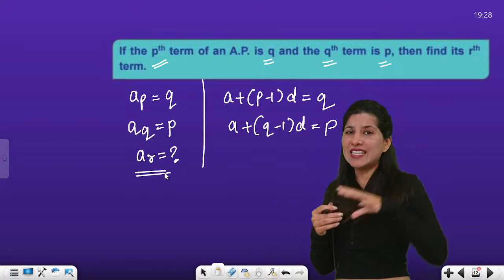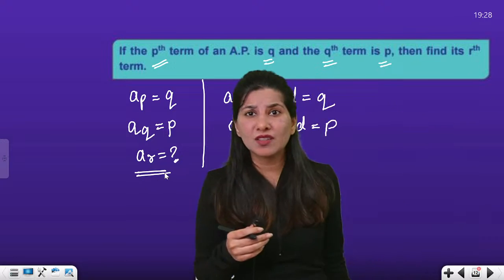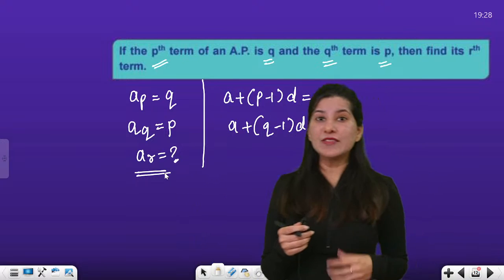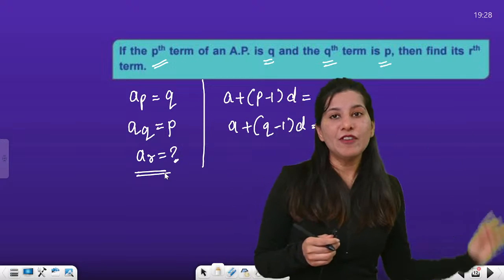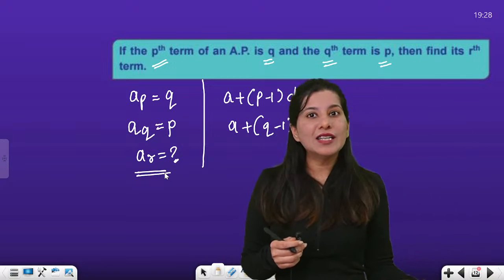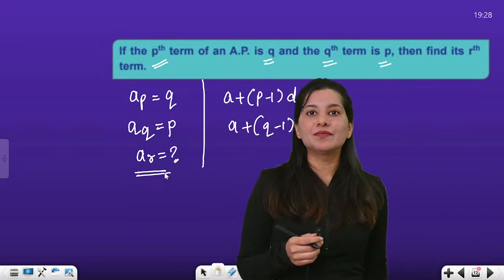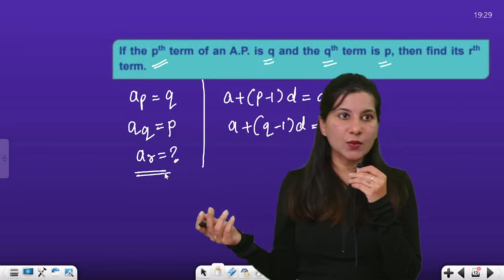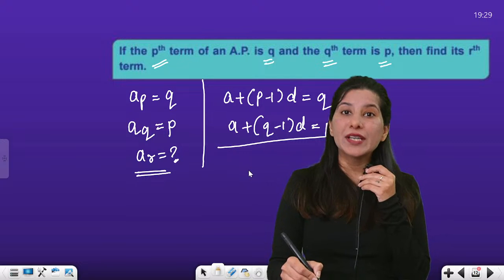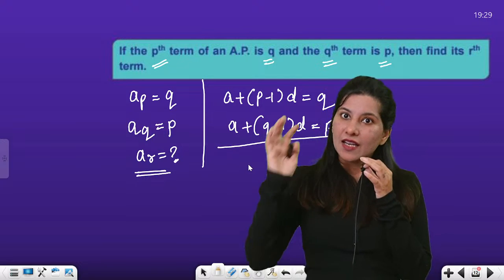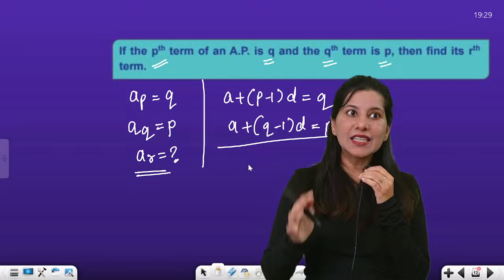The moment we see pth term, qth term, we get confused because we are familiar with numbers. If they give me, okay, third term is 4, another term is 9, calculate A and D, it will be very quick, right? So how to tackle this? Subtract these two equations. Eliminate A. Focus on your basics. You will get the answer.